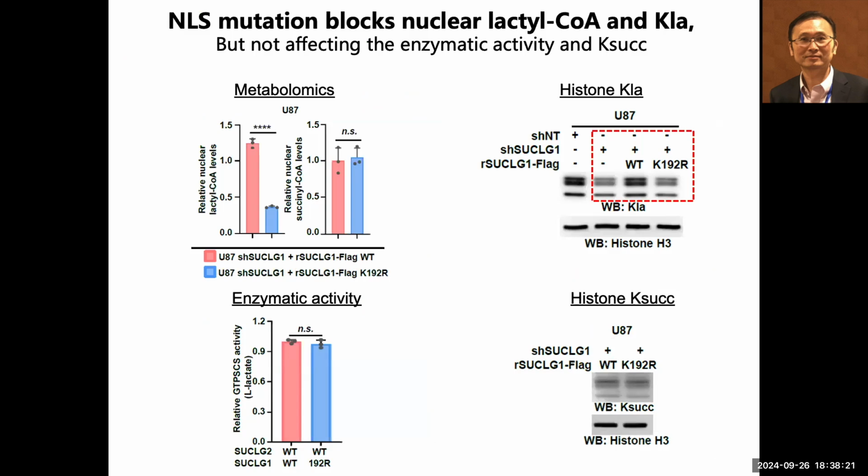The nuclear localization signal mutation not only blocks the localization of this enzyme to nucleus, but also dramatically decreases the concentration of lacto-CoA and histone lactation. So all these data fit. Nuclear localization is critical for the generation of lacto-CoA and for histone lactation.